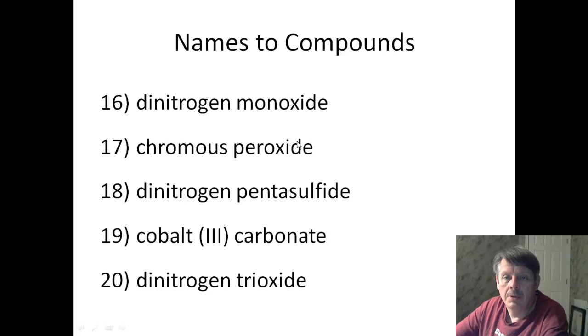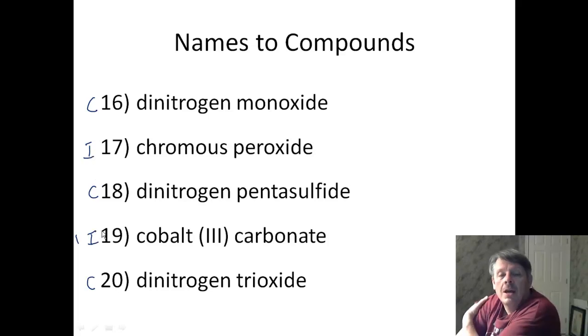Alright, well here I've got a nice covalent compound right here. Isn't that nice? Covalent compound, and number 18 is also covalent because I can see that prefix before the second word. 20 is covalent. Boy, this is going to be an easy one. And chromous, I'm going to have to look that one up. And cobalt 3, those are definitely both ionic.